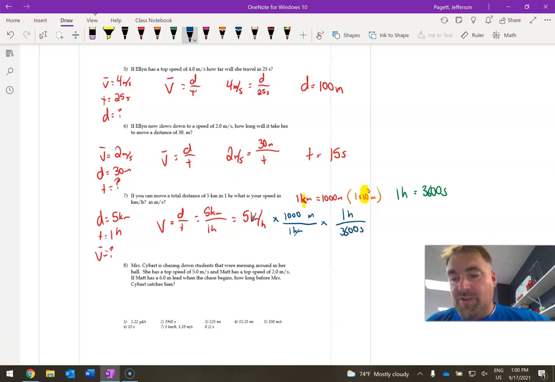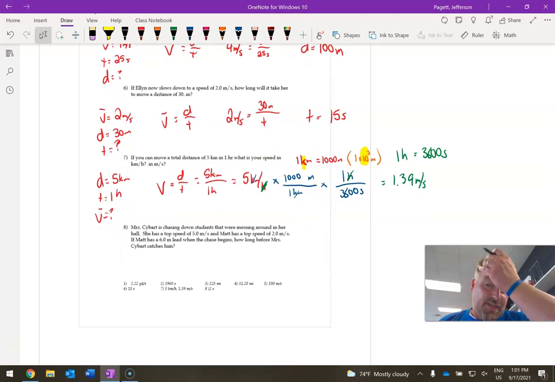And here's the reason why. Eventually, I have to cross out the hours. And since my hours is on the bottom down here, my hours has to be on the top up here. So that's a little bit weirder than what we're used to. But we could have also just changed hours into seconds from the first time and done it the exact same way too. So I've got 1,000 divided by 3,600 times my 5. And that's going to give me, hang on, I got it in fraction form, 1.39 meters per second.